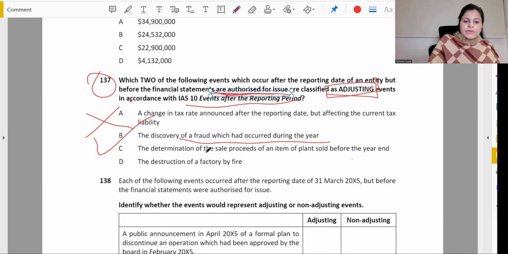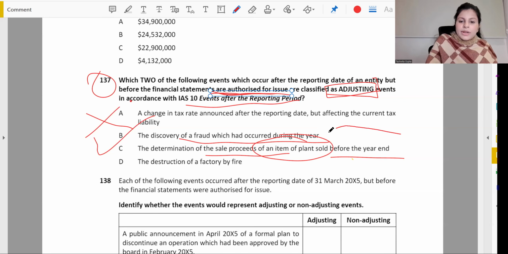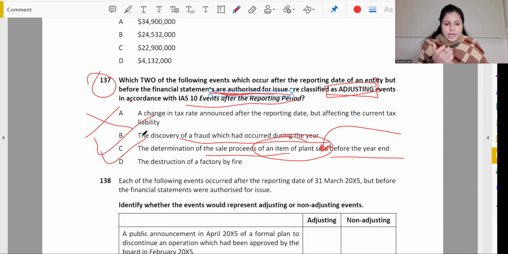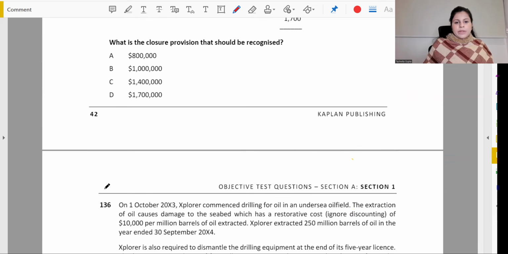The determination of the sale proceeds of an item of plant sold before the year end. The determination of sale proceeds, is it adjusting? Which was sold before the year end. You have sold the plant before the year end and you are determining its sale proceeds after the year end. So of course it is adjusting. Fire is non-adjusting. So done with this.